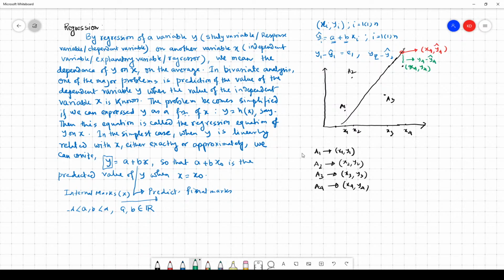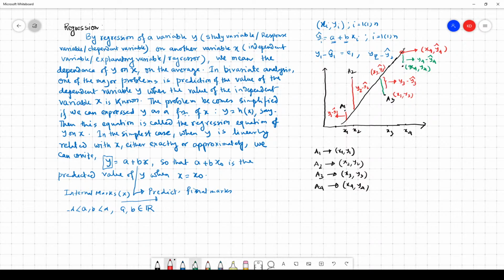Okay. Similarly, this is x3, y3 hat and this one is x3, y3. So the error part is y3 minus y3 hat, and this one is y2 minus y2 hat, and this one is y1 minus y1 hat. So these are the errors. If you use this straight line, these errors occur.